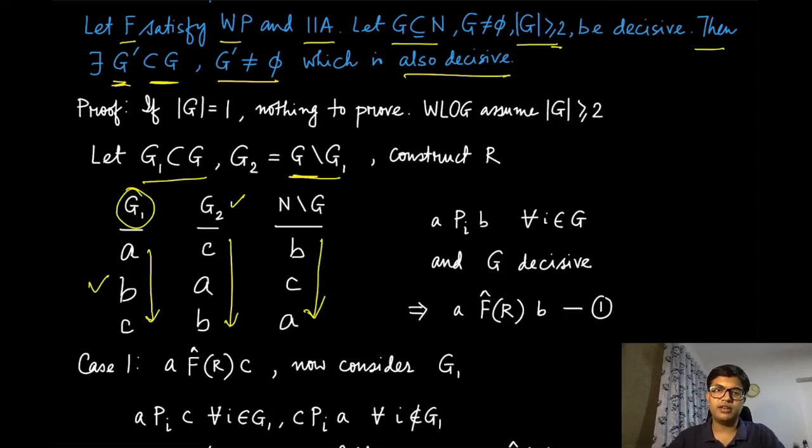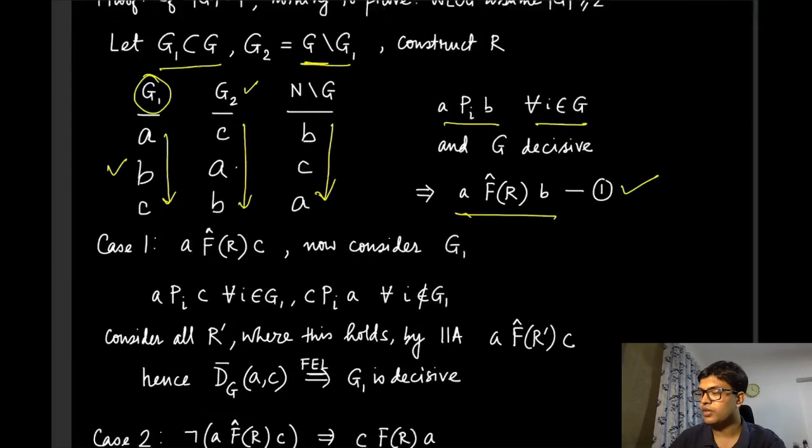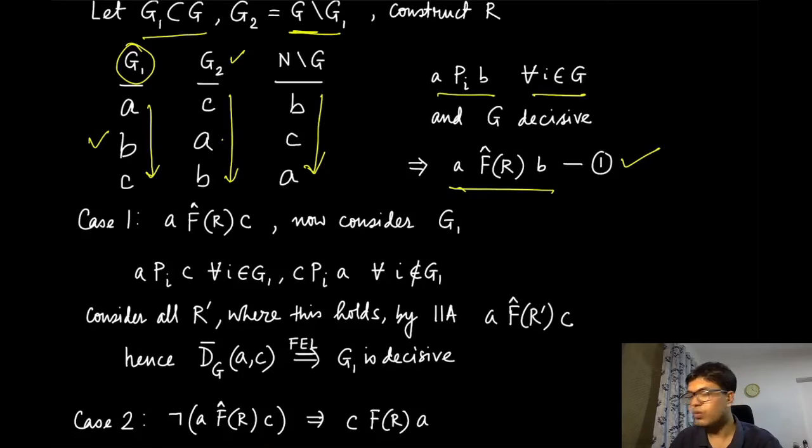So now what we can see is that if you look at A and B, A is strictly above B for the entire decisive group. This is true for all the i in G, and because G is decisive, we can conclude that A is strictly preferred even in the final outcome, F of R. So let us save this as sub-result 1. Now, what can happen between these two alternatives A and C? Let us consider that there could be two cases.